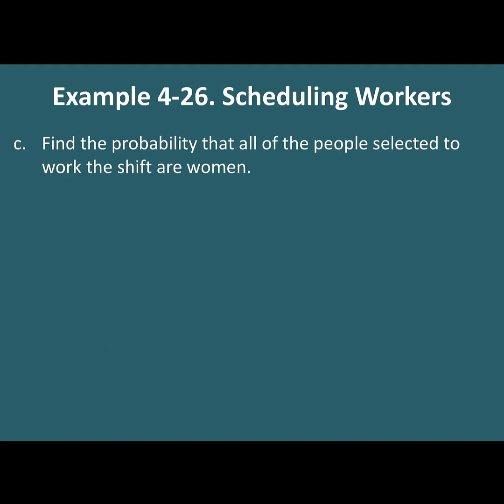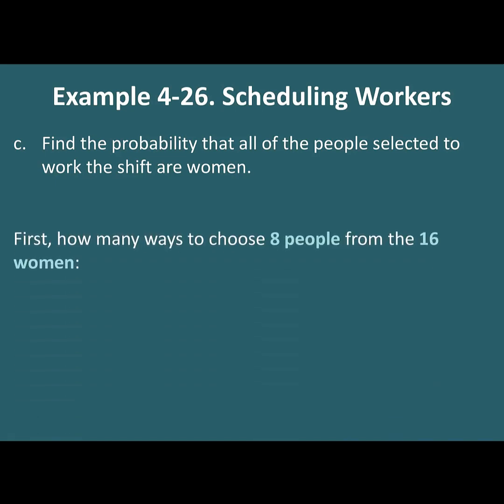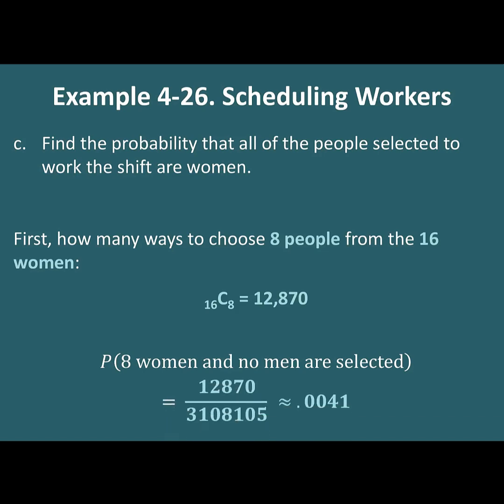Now let's find the probability that all of the people selected to work the shift are women. First, we find out how many ways we can choose 8 people from 16 women. 16C8 gives us 12,870. Now we simply divide that number by the 3 million figure we found in part A. And again, quite a low probability.